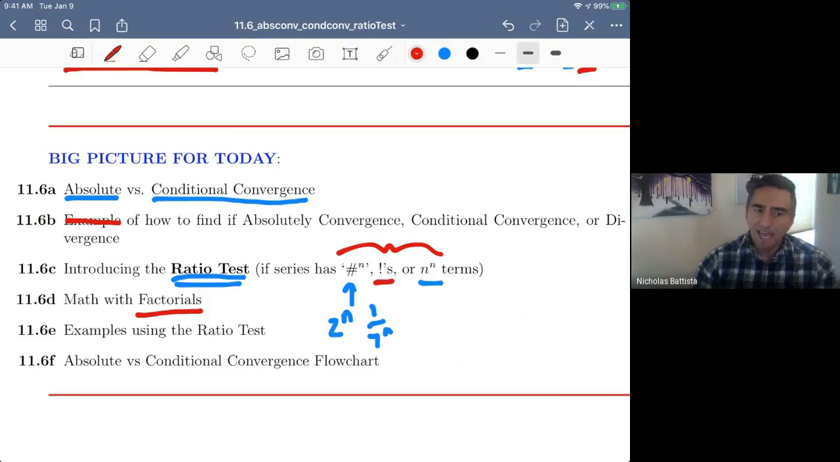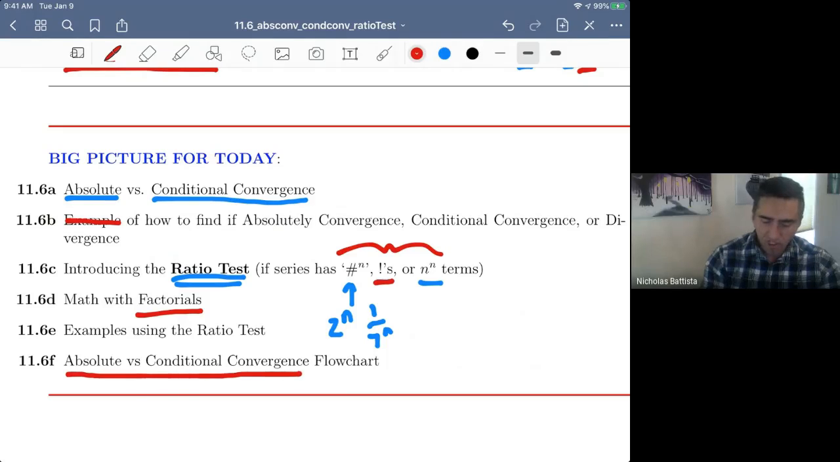And finally, at the end of this section in the book, or in our class, we're going to talk about basically how to think about absolute versus conditional convergence in a much more formulaic way through a flowchart to kind of give you a very clear understanding about when certain tools are useful and when do we have to rely on other tools as well.